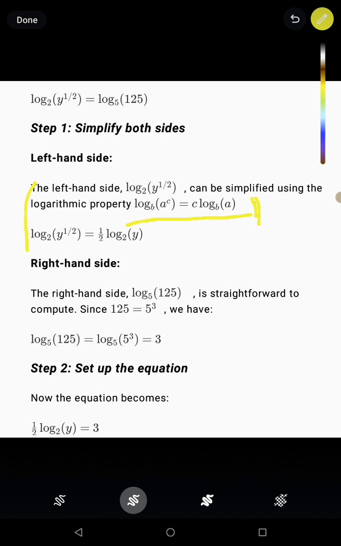So our exponent here is what? The exponent here is 1/2 or half. So the half is going to multiply log y base 2.